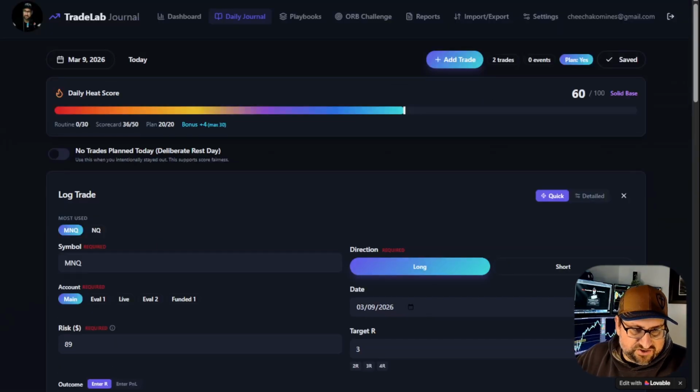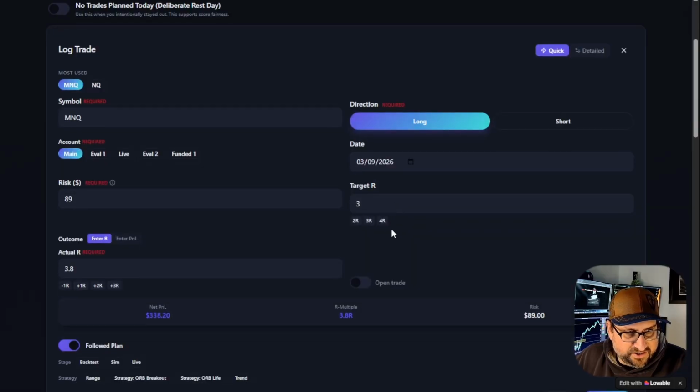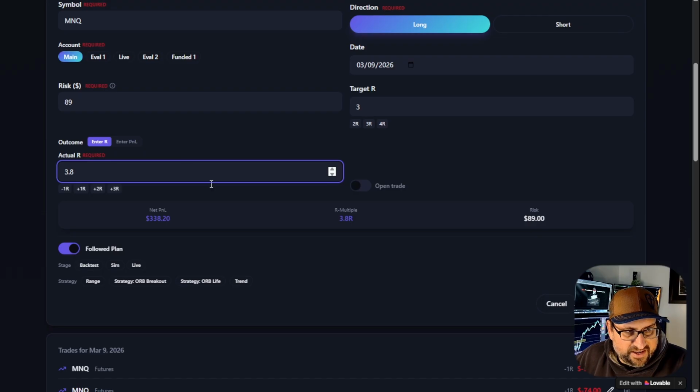All right, let's jump into trade 3. I had to look at it again. I just wanted to make sure it was right. So we risked $89. Our target was 3R. We pulled 3.8 out of it, which means we had a total of 338 for the day. And that's really it, right?